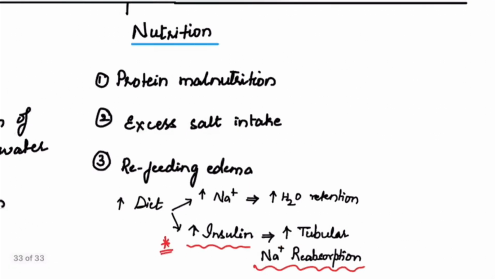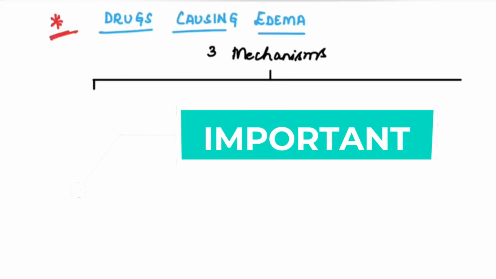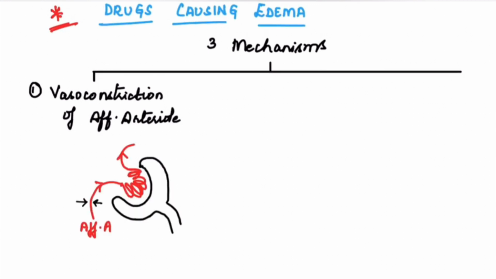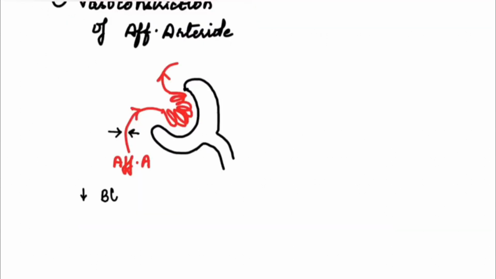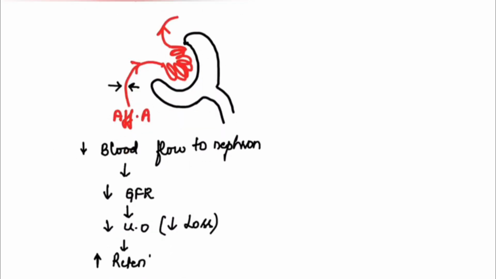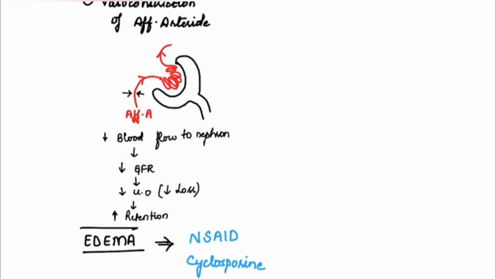Next cause of generalized edema, and very important to look for, is drugs. There are three mechanisms by which drugs can cause edema. First is by causing vasoconstriction of the afferent arteriole. Now, if there is vasoconstriction of afferent arteriole, the blood flow to the nephron is decreased. So the GFR is also decreased. Thereby urine output is also decreased. That means the loss of fluid is decreased. That means there is more retention of fluid, leading to edema. So drugs acting by this mechanism include the non-steroidal anti-inflammatory drugs, NSAID group and cyclosporine.